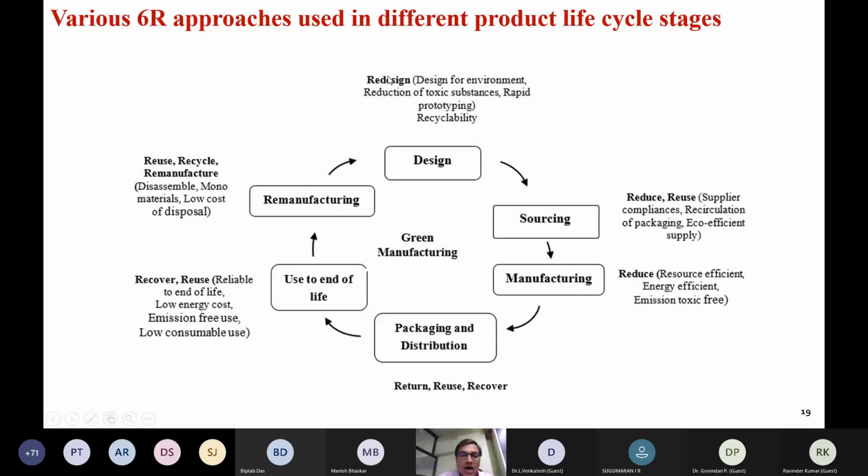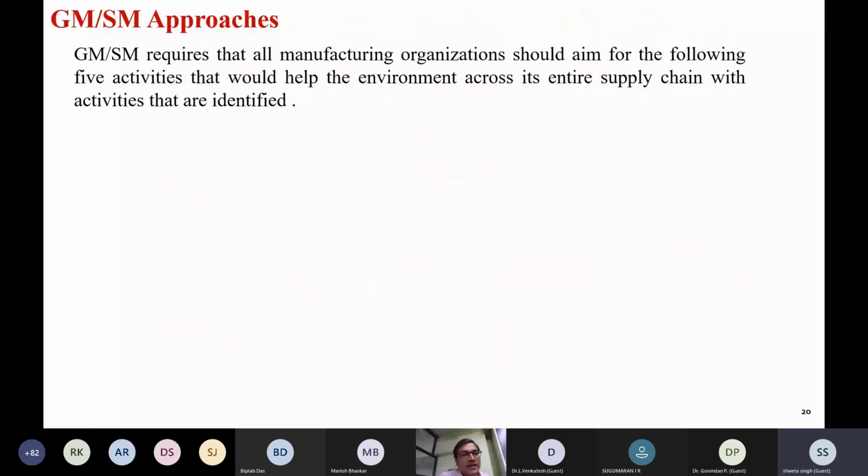These 6Rs are what? Reuse, recycle, remanufacturing, recover, and reduce. In that way, these are the 6R approaches that can be applied in any life cycle stage of the product. Then green manufacturing requires that all manufacturing organizations should aim for the following 5 activities that would help the environment across its entire supply chain.